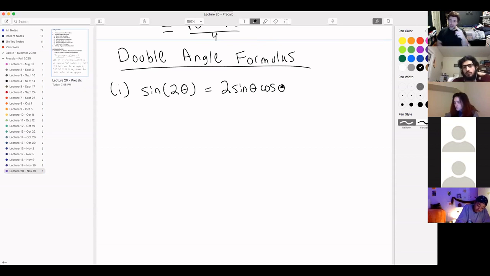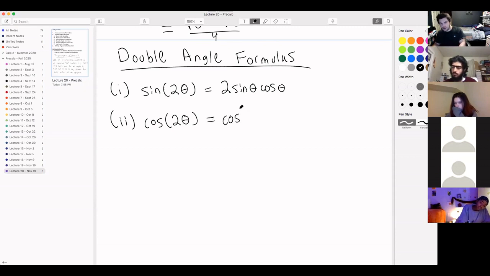Okay, this is the one I wrote out in the beginning of class, if you remember. Second one, we have another one. We have cosine of 2 theta. Wow, this one looks a little different. This one is cosine squared theta minus sine squared theta.